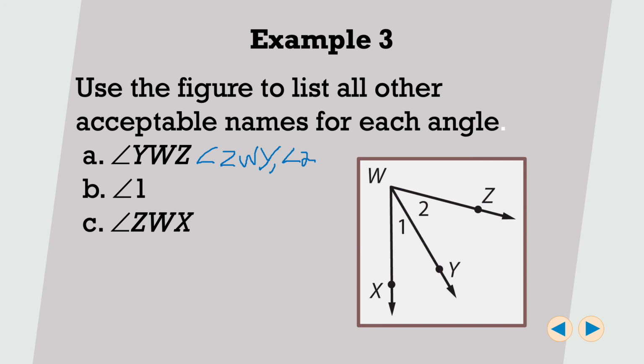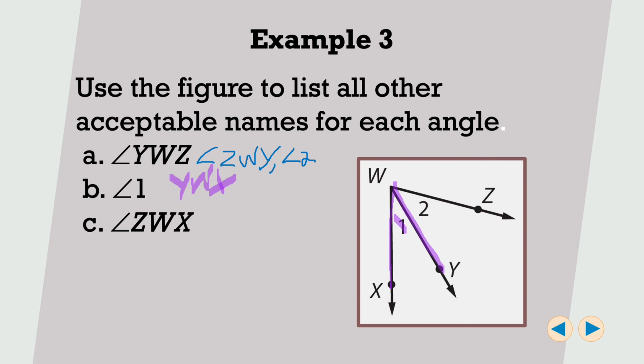Let's look at angle 1. Angle 1 is right here. What's another name I could call angle 1? I can call it XWY, or I can call it the opposite, which is YWX. I may have said those letters wrong, so just bear with me. That's pretty much the only other thing that you can call it, just the 2: XWY and YWX.